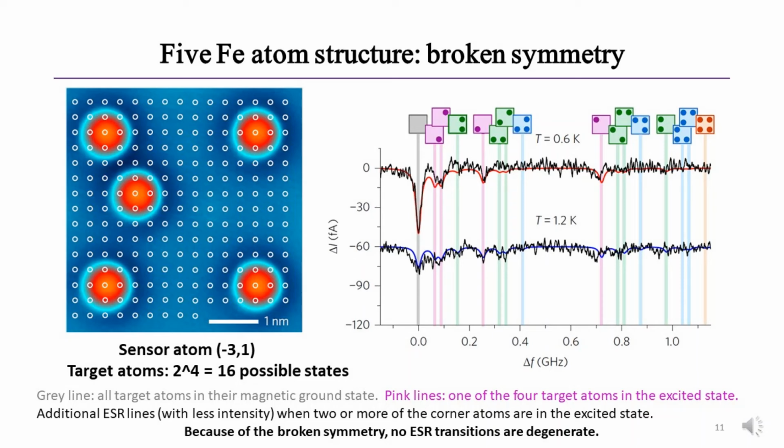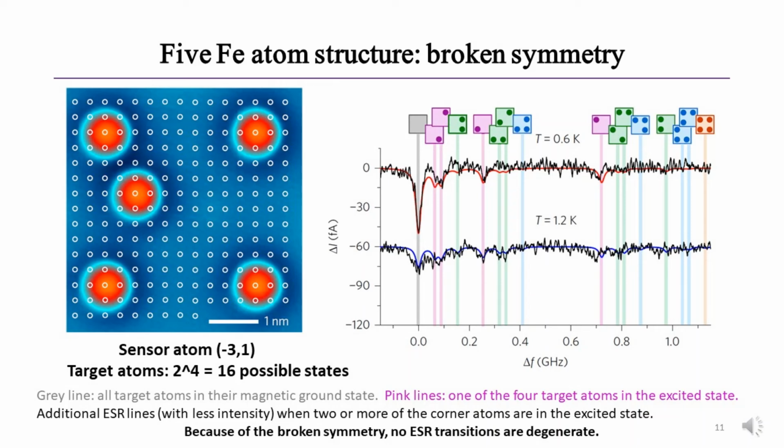I think it is due to the target atoms. Mostly they prefer residing in their ground states. So the gray line means all the target atoms are in their magnetic ground states. According to the Boltzmann distribution, it has the biggest amplitude.